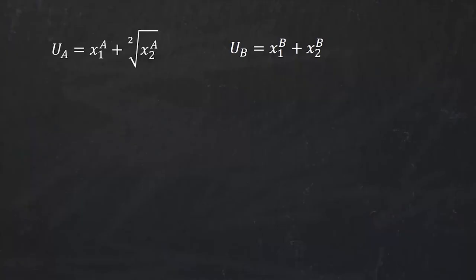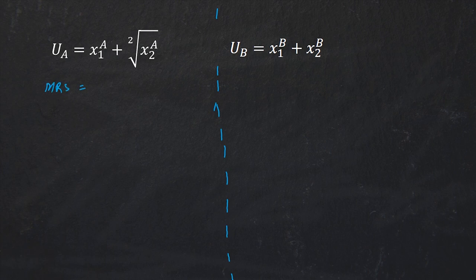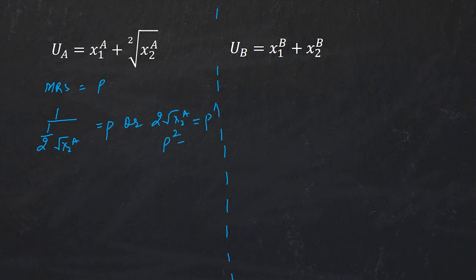Okay, this is a very interesting one because it's quasi-linear, and quasi-linear is solved like a convex because quasi-linear follows the same equilibrium condition as a convex curve. So let's do it. MRS is equal to the price ratio, which is P. So what is MRS here? 1 upon 1 by 2 under root x2a is equal to P, or 2 under root x2a is equal to P, or P square is equal to 4x2a, right?